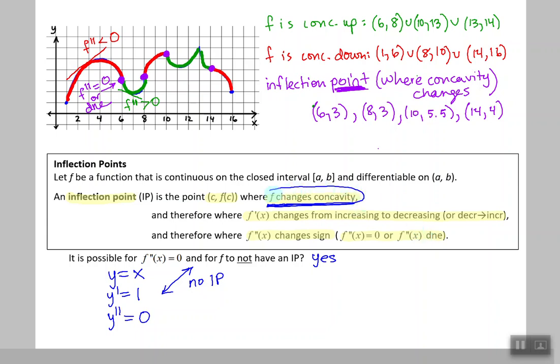So just because you find where the second derivative equals 0 or doesn't exist, we still must prove that either the function changes concavity, or the first derivative changes from increasing to decreasing, or the second derivative changes sign. Here's one more example.